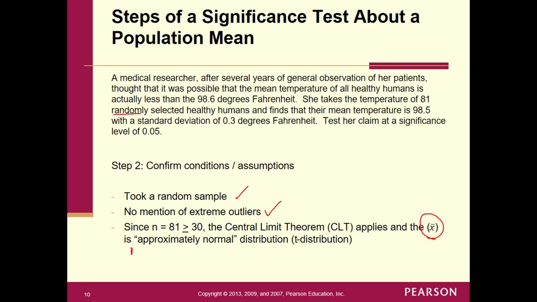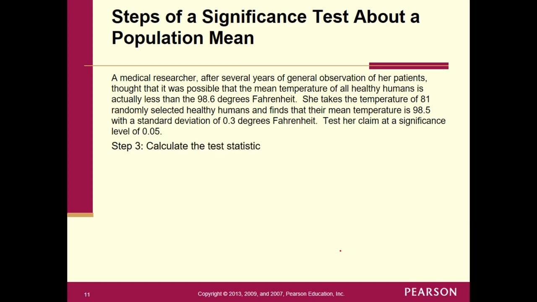I probably forgot the word n here. It is an approximately normal distribution, which is pretty much the definition of what? A t-distribution. All right, so we're seeing that the sampling distribution of x bar follows a t-distribution. Fantastic. Step number 3 then, calculate the test statistic.